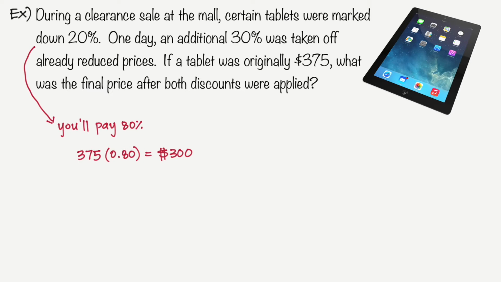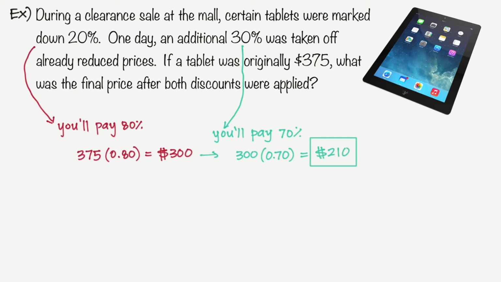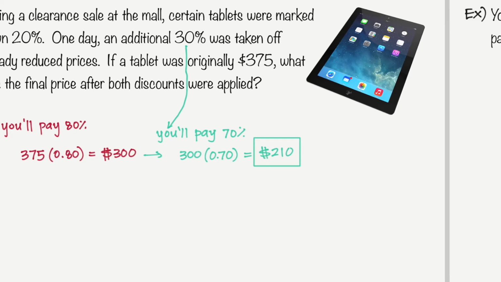And then when I'm going to take another 30% off of that, that's telling me that I'm really going to just be paying 70% of the $300. So here I can take that $300 and multiply it by 0.70, and this is going to give me the final price, which would be $210. So this is a completely new method, and if this works for you, go ahead and use it. So let's do another one.